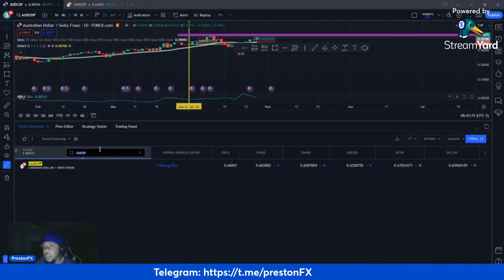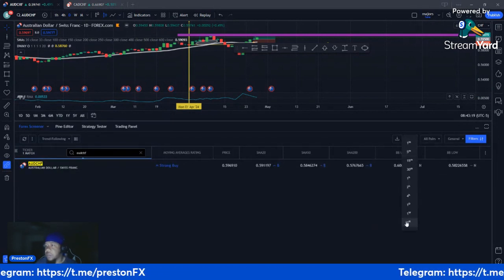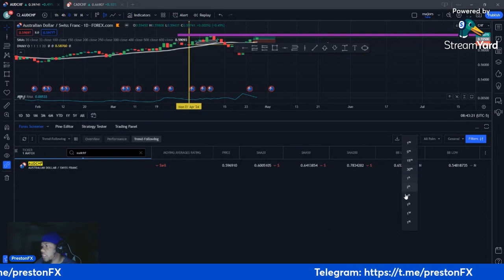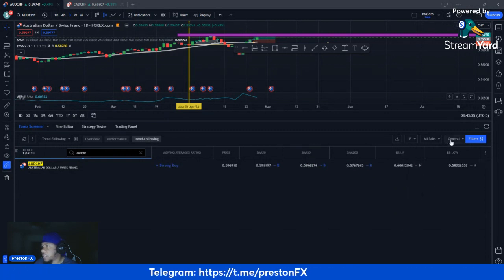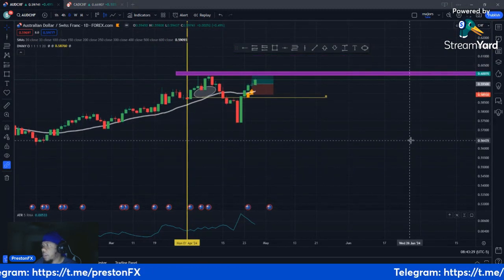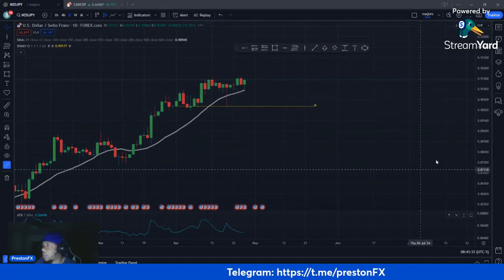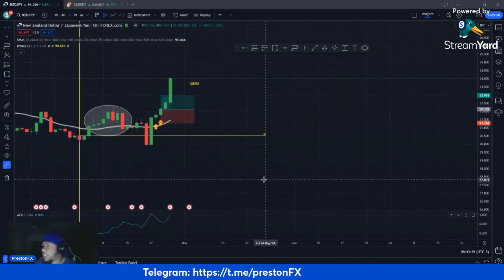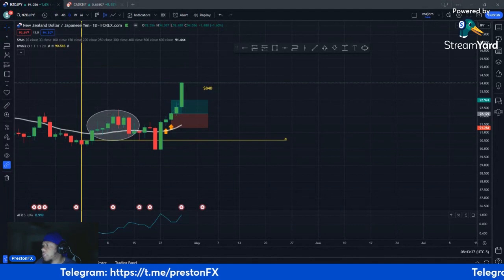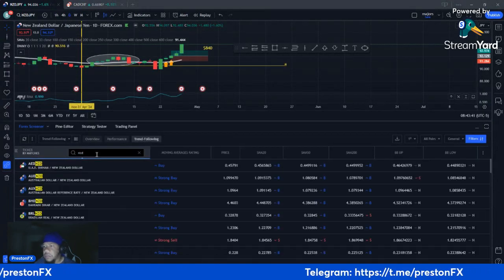I'm not going to lie, I go to AUD CHF and I look at what it looks like on the monthly, what it looks like on the weekly, and what it looks like on the daily. Honestly, I look at all three and I make sure they all align. I can scroll through here and see, okay, boom, I saw these. So I look at NZD JPY.